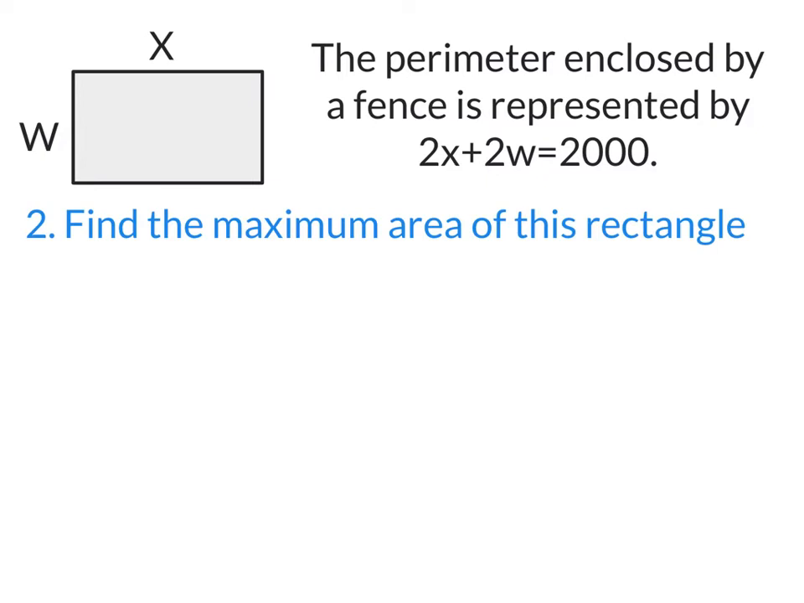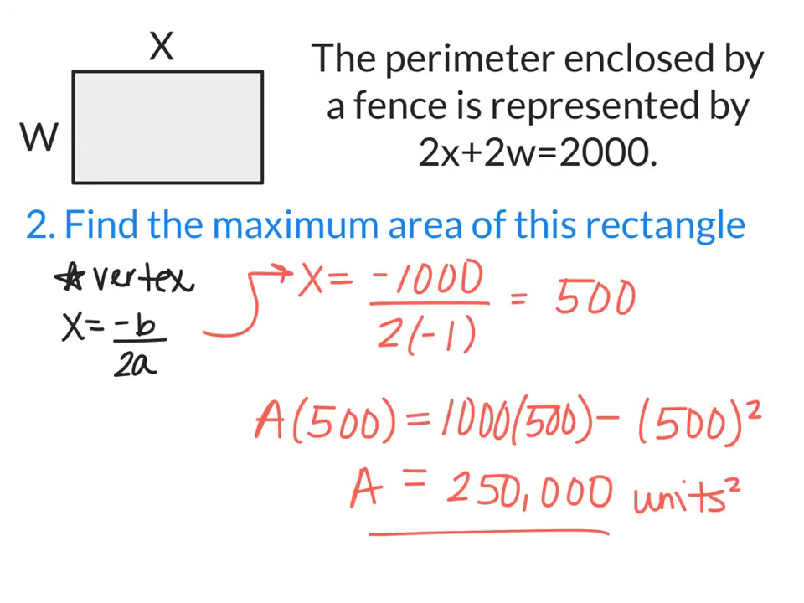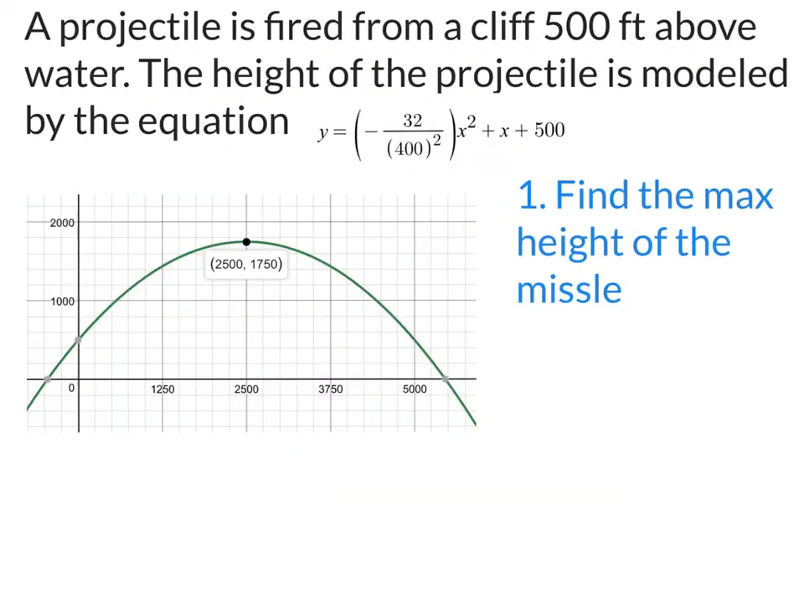So now let's find the maximum area of this rectangle. So you can solve this with your calculator, but for the sake of time, I'm just going to show you it algebraically. So to call back the idea of this vertex, this maximum or minimum point, because I'm looking for maximum, I'm going to find the turning point or the vertex or the maximum of the equation that we just came up with. So I plug in my negative b and my 2a and I get 500 for the x value. But remember, I'm looking for maximum area. So I have to plug 500 back into the equation we just found, and I find that the maximum area of this rectangle is 250,000 square units. All right, moving on to our third example.